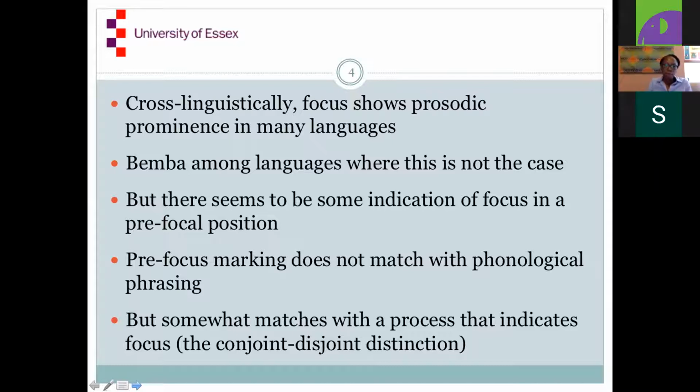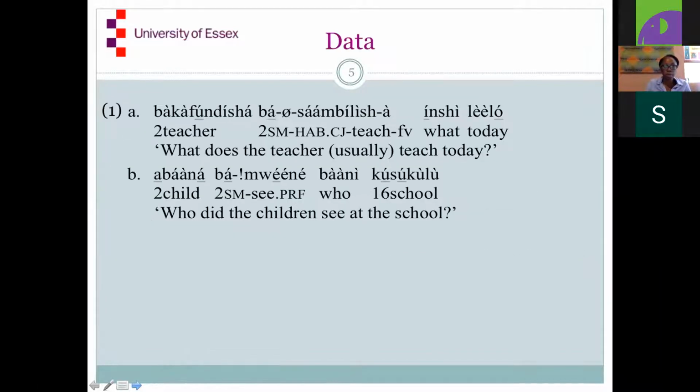It somehow matches, and maybe this is more for all of my Bantu friends in the audience, a process called the conjoint/disjoint distinction. I won't talk a lot about it, but I'll explain a little bit what it is. So it doesn't seem to match what we think of as phonological phrasing, but it seems to mark this conjoint/disjoint distinction, which in Bantu is usually correlated with focus. But I'll come back to that for everybody who doesn't know so much about it.